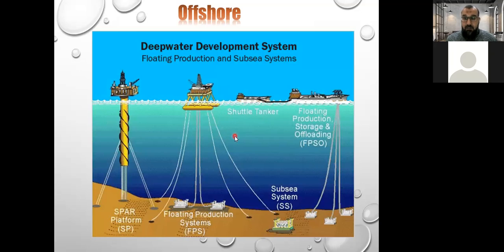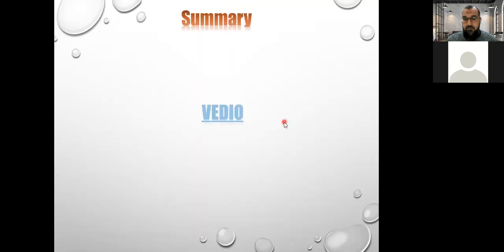For deep water, you can use a spar platform. As I said, you can use a floating production system. You can use a floating FPSO with a shuttle tanker. We have the FPSO, floating production storage and offloading, and you can use this more in deeper water. Let's see one video that can explain more details about this.